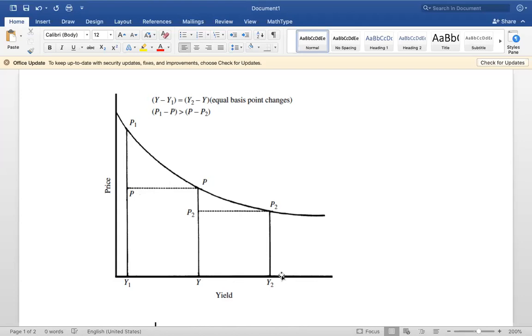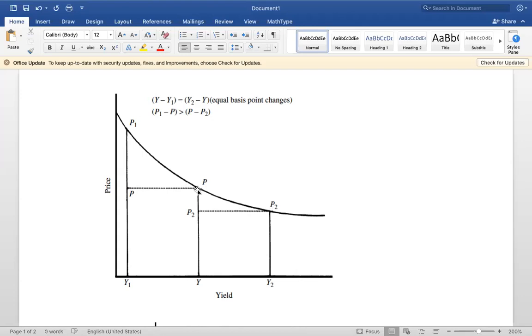So the change in the price from P2 minus P and from P1 minus P is not the same. So basically P1 minus P is greater than P2 minus P, right? So that's what I was referring to.